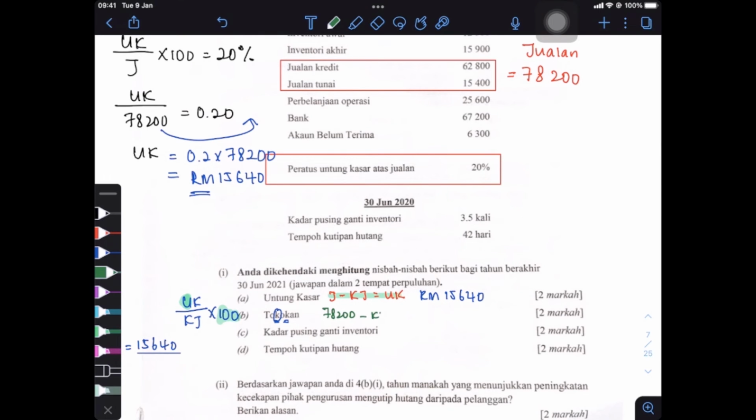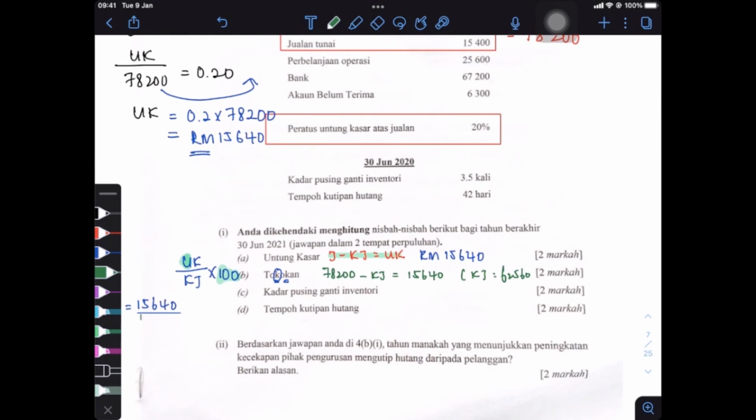Now we are looking for cost jalan and we have our untung kasa. So we just move around everything and then we calculate cost jalan. Jalan minus untung kasa, 62,560. So this one, bring into your formula, 62,560 multiplied by 100. And then calculate.